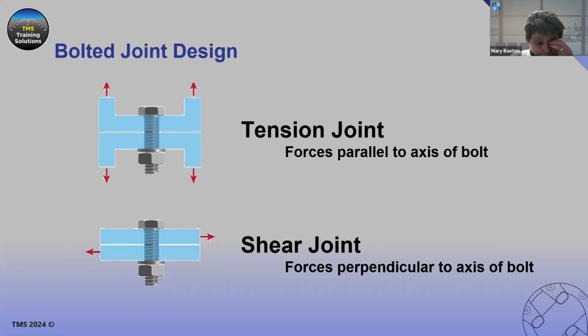Before we talk about bolts, the bolted joint design is actually what's important here to start out with. The bolted joint can be a tension joint, where the forces are parallel to the axis of the bolt, or a shear joint, where the forces are perpendicular to the axis of the bolt. Next.